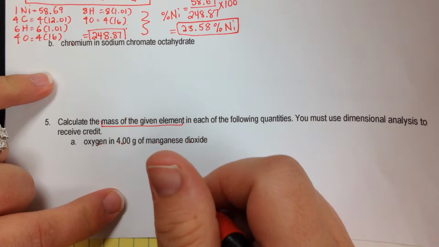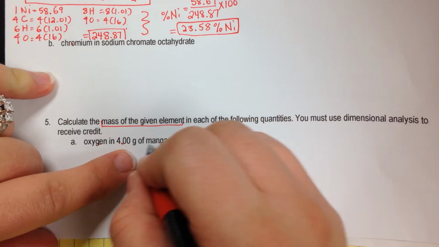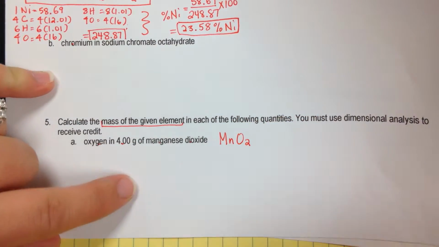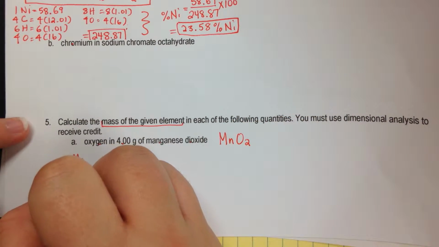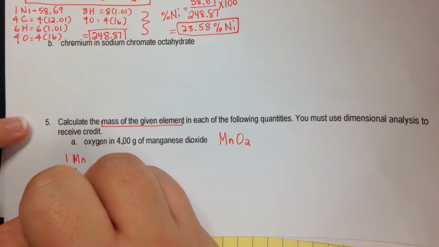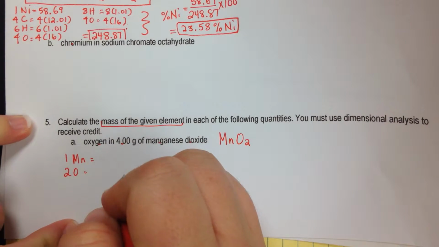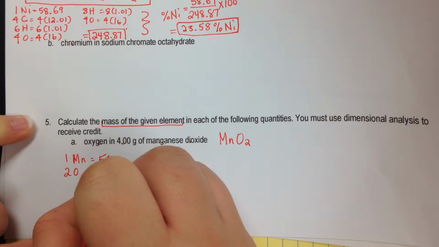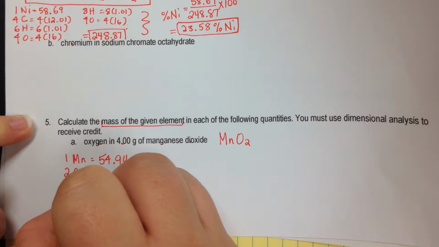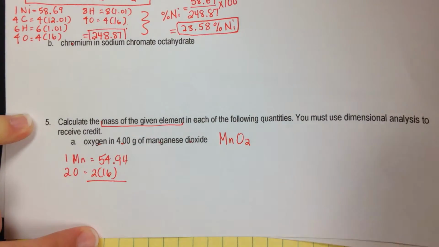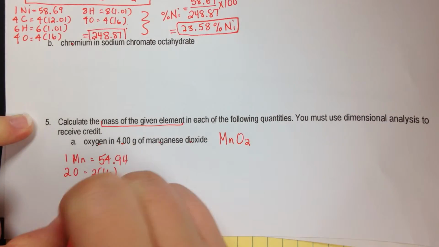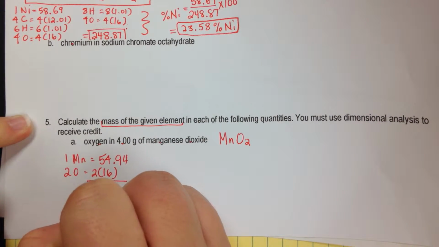Manganese is Mn, and actually manganese dioxide, this is going to tell us what the formula is, MnO2. Okay, let's go ahead and calculate the molar mass of each of these. So Mn is 54.94, 2 times 16. I get a total mass of 54.94 plus 2 times 16. Total mass of my compound is 86.94.